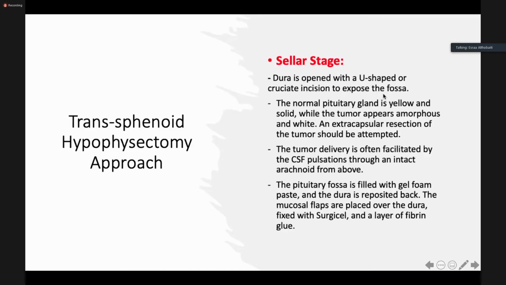Then after we reach the sella, the dura is opened with a U-shaped incision to expose the fossa. The normal pituitary gland will appear yellow and solid, while the tumor will appear amorphous and white. Extracapsular resection will be done, and the tumor will be delivered and facilitated by CSF pulsation. The important thing is to keep the arachnoid intact to prevent CSF leak.